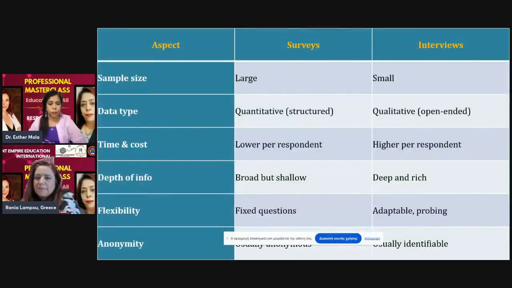So here is a summary table. In terms of sample size, surveys are large and interviews small. Surveys are structured and quantitative, interviews are open-ended and qualitative. The time cost is lower per respondent for surveys, and higher per respondent for interviews, which are time consuming. The depth of info is broad but shallow in surveys, deep and rich in interviews. On flexibility, surveys have fixed questions, while interviews have more adaptable questions. And on anonymity, surveys are usually anonymous, and interviews are usually identifiable.